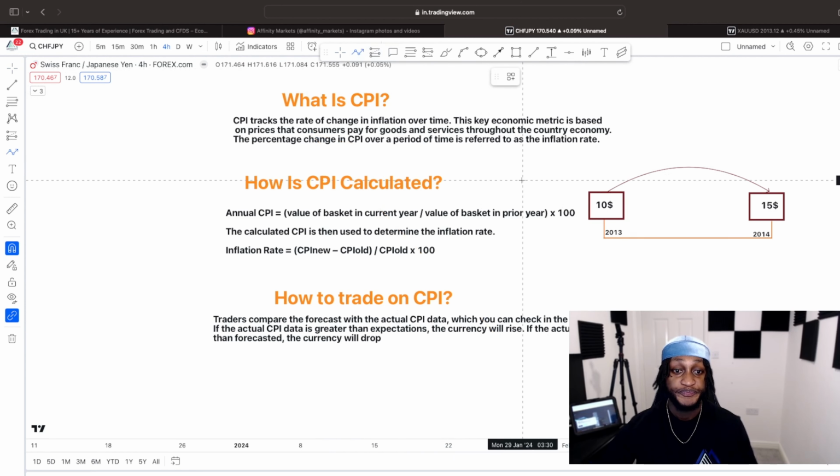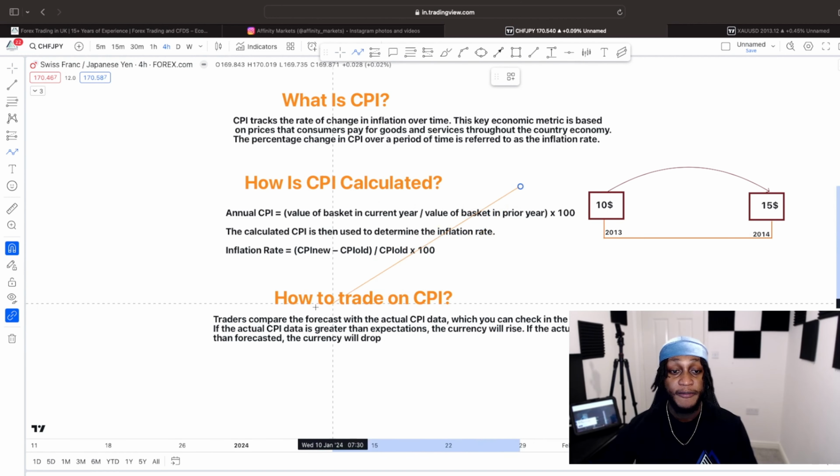So how to trade CPI? Traders compare the forecast with the actual CPI data, which you can check in an economic calendar. If the actual CPI data is greater than expectation, the currency will rise. If the actual CPI data is lower than the forecast, the currency will drop.